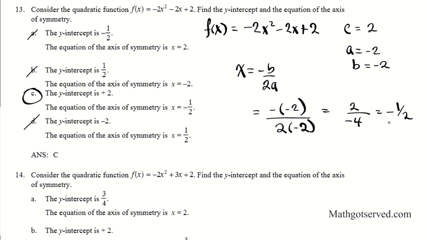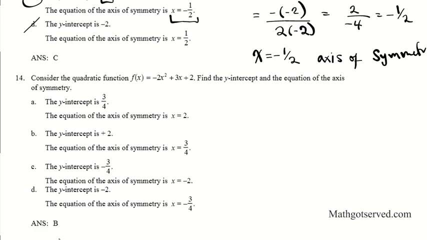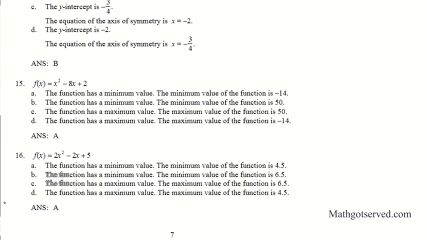This is not the x-intercept. So x equals negative 1/2 is your axis of symmetry. Okay? So had you got these two confused, you would have picked the wrong answer. So you can clearly see that the axis of symmetry is x equals negative 1/2, and the y-intercept is 2. That makes our answer C. Alright? Okay, let's move on to question 15.